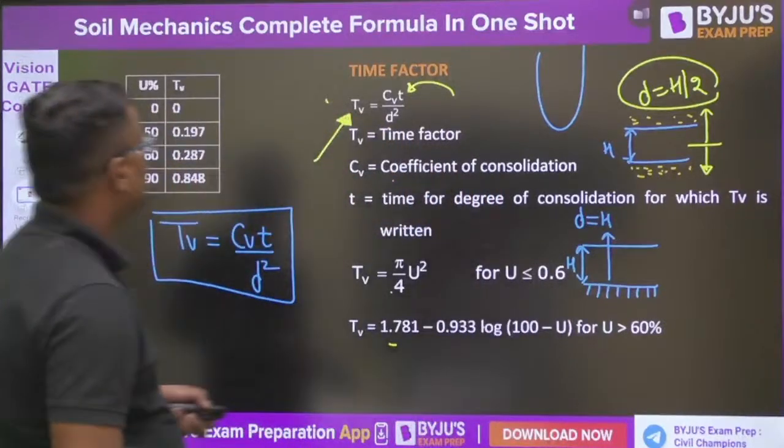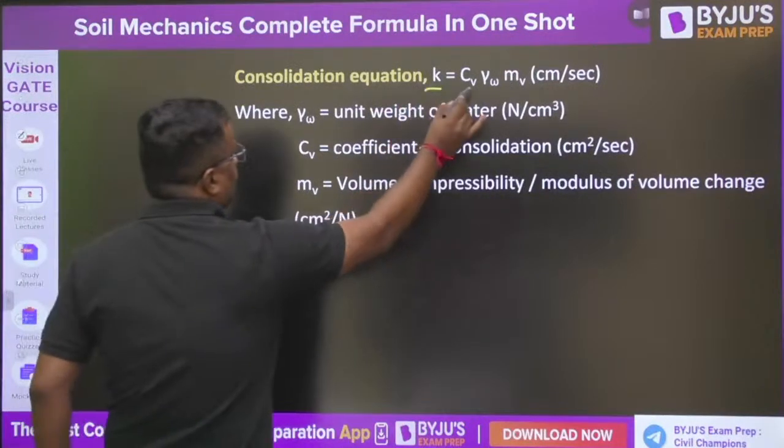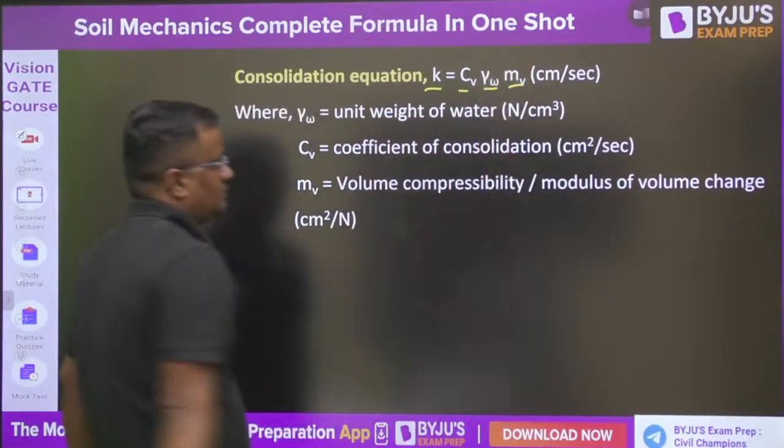Okay, so this is now this K permeability, CV I told you, gamma W MV. This is one more formula.